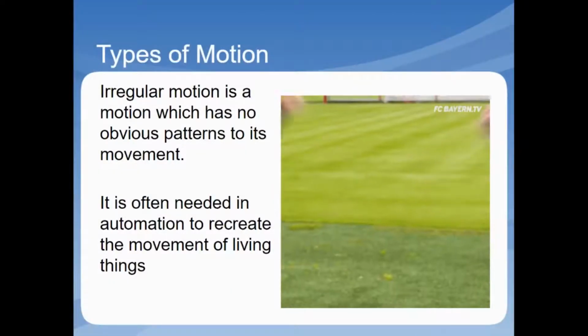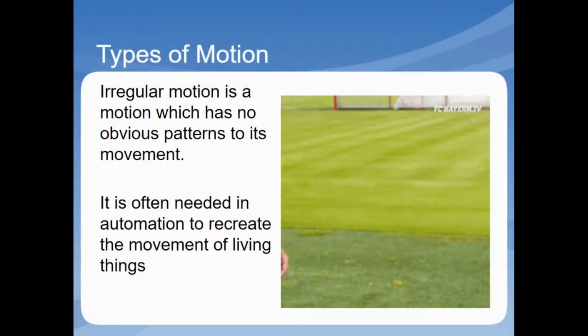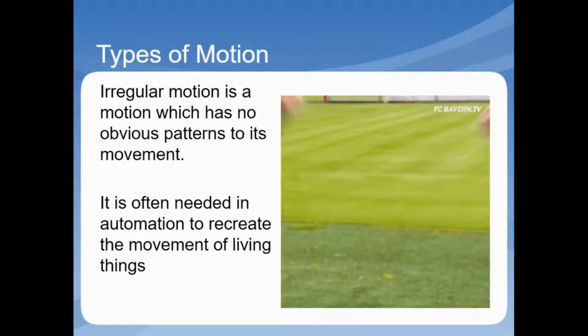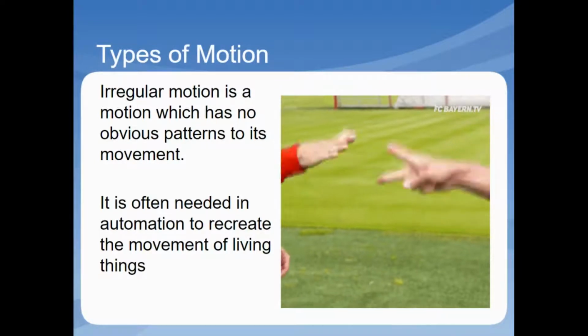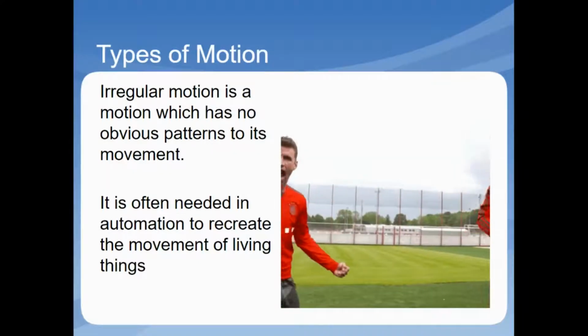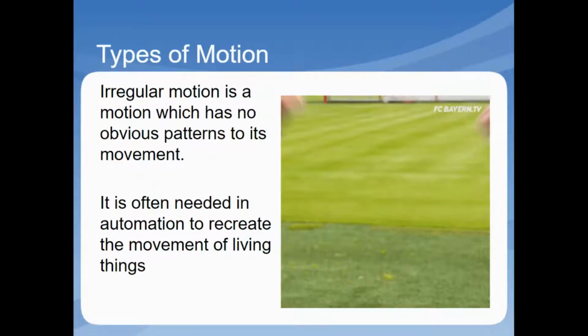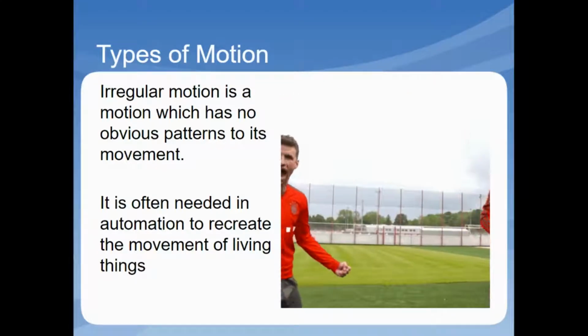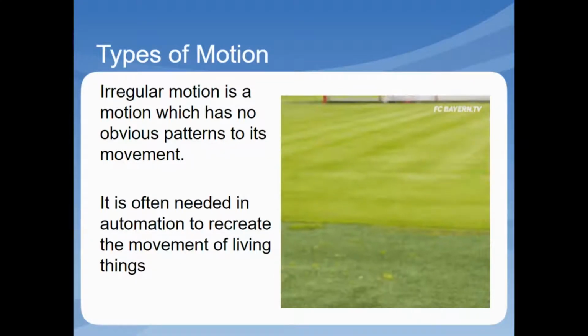And finally, irregular motion, which is motion which has no obvious pattern to its movement. It's often needed in automation to recreate the movement of living things. As you can see here, rock, paper, scissors is an example of irregular motion.